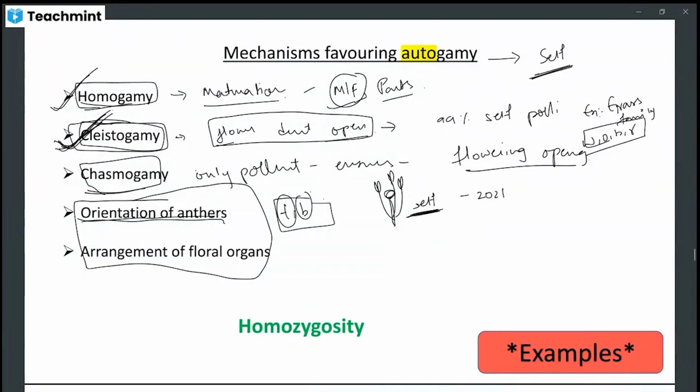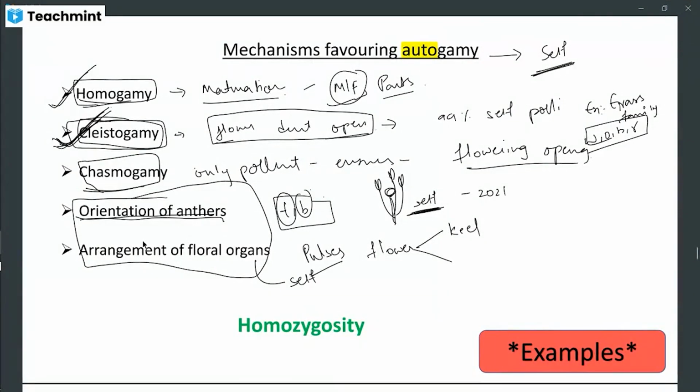Okay. And did you read about the pulses? The pulse flower consists of two different petals. One is the keel petal, and what do you call the other one? Yeah, one is keel petal and one is wing petal. Whenever a bee or some insect visits the flower, the mechanism is such that pulses ensure self-pollination. The arrangement of floral organs is in such a way that they ensure self-pollination.